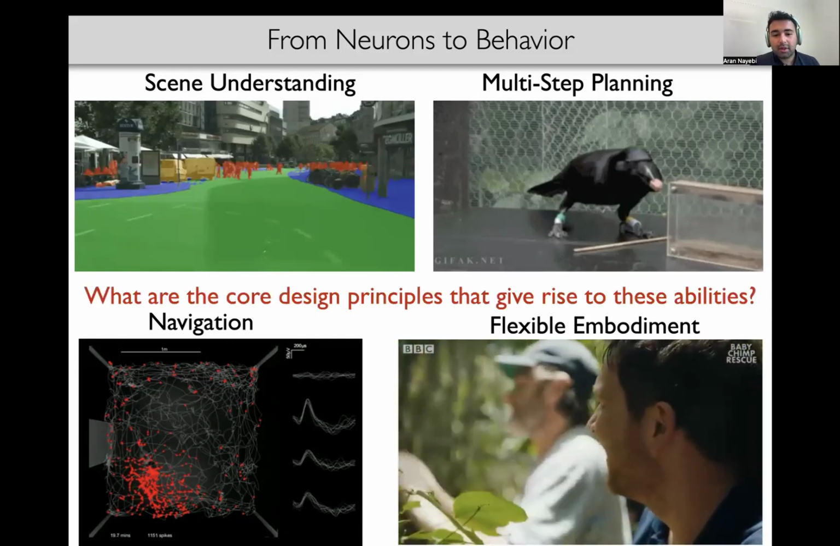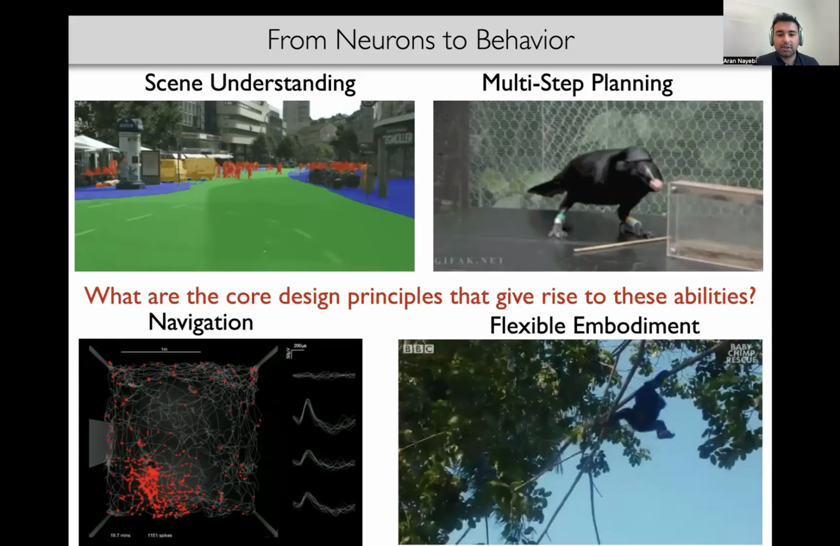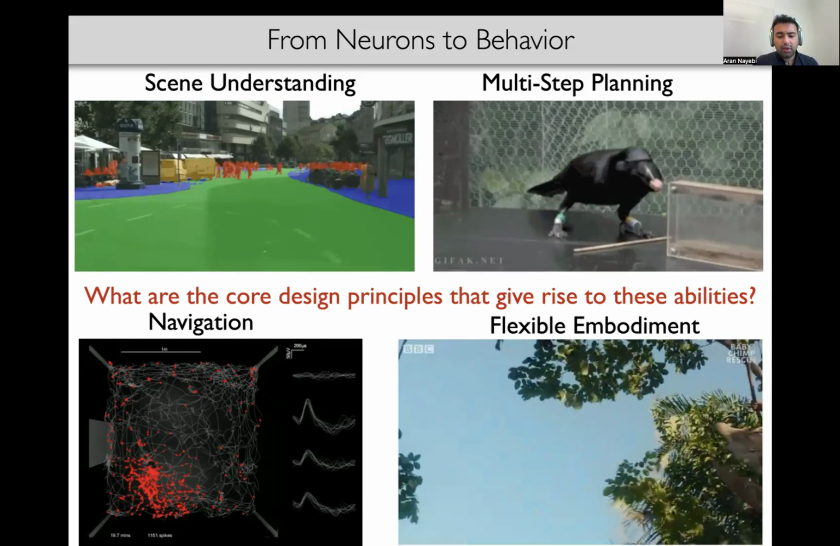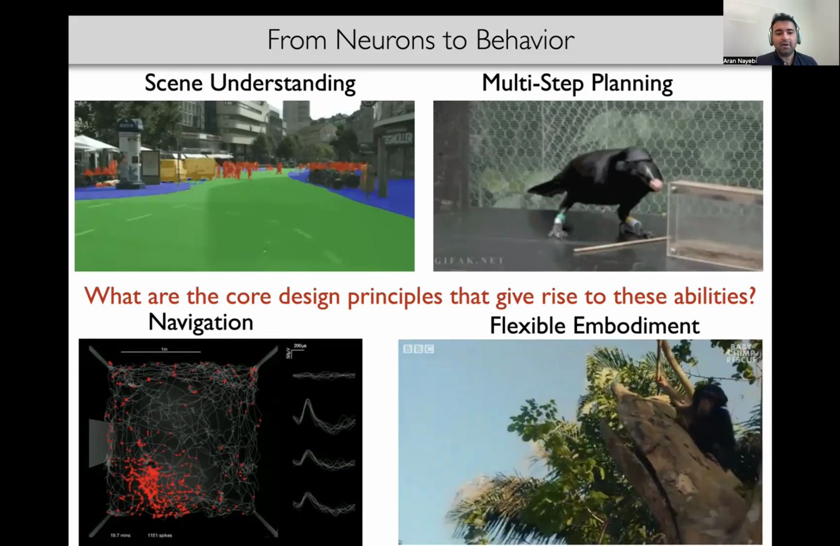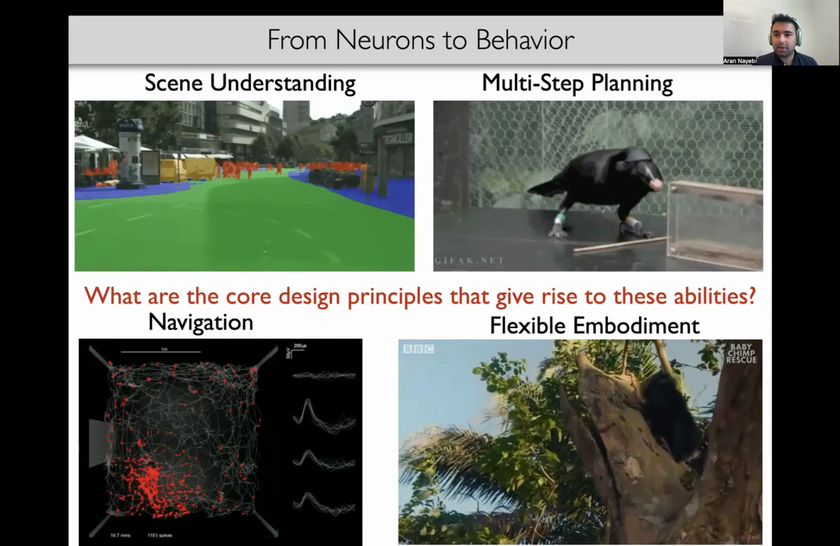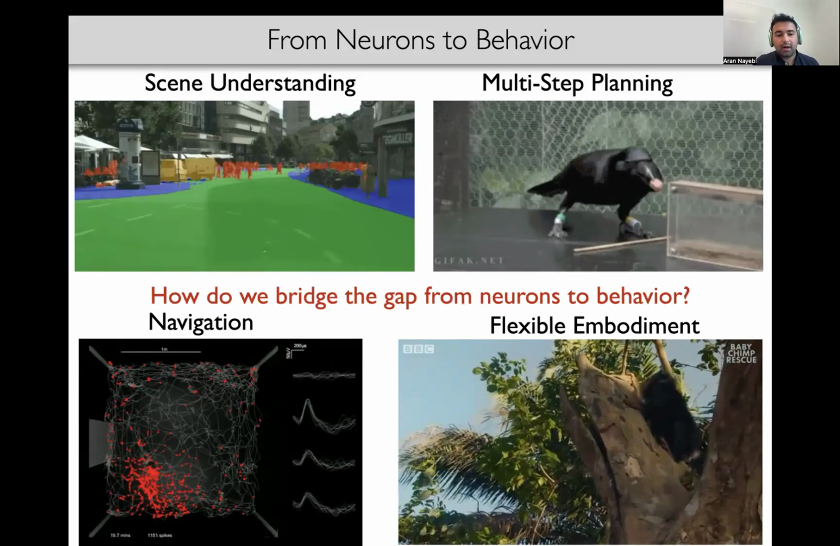So for me, the overarching question that guides my research is, what are the core design principles that give rise to these abilities? And we know that this is hard because we don't have any handwritten rules that tell us how the brain reformats dense sensory information to give rise to complex behavior. So how do we bridge the gap from neurons to behavior and scale to the messy and challenging environments that humans and animals naturally face?